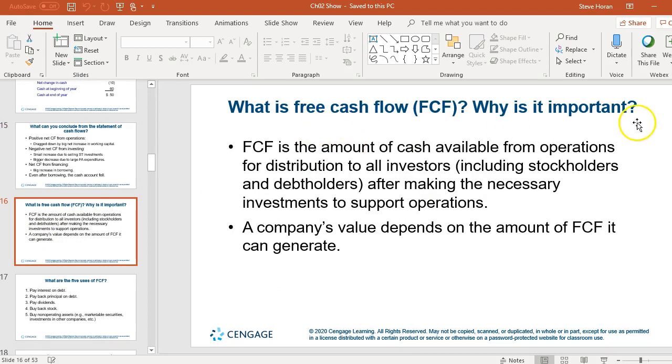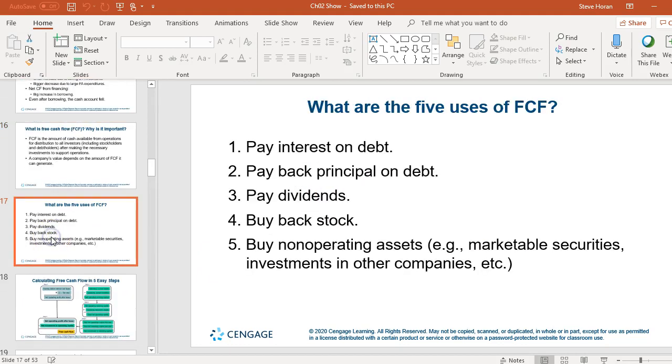And then what is free cash flow and why is it important? We talked about this in chapter 1. It's the amount of cash available from operations that can then be given back to shareholders or used to repay debt, and have the company still maintain current capacity, current operations.